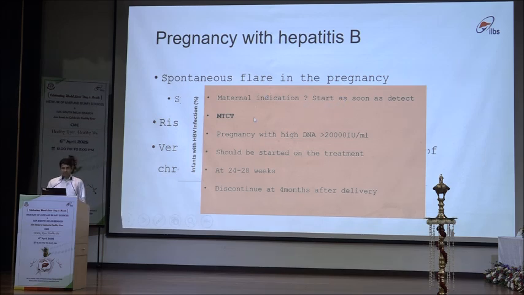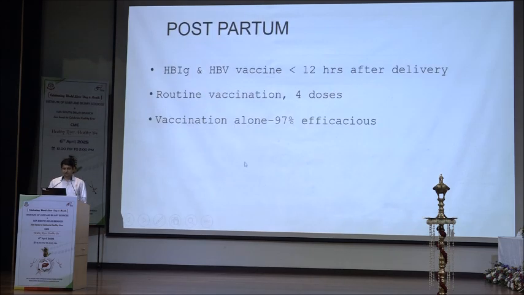If there is no maternal indication and the antiviral we require is to prevent mother to child transmission, then we should start the antiviral at 24 to 28 weeks of pregnancy in the subjects who had high DNA titers, and we can discontinue it 4 months after the delivery.